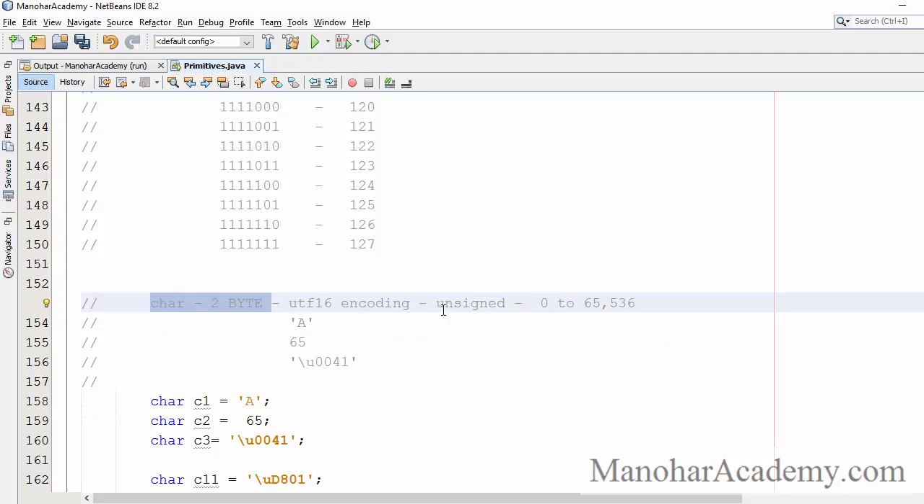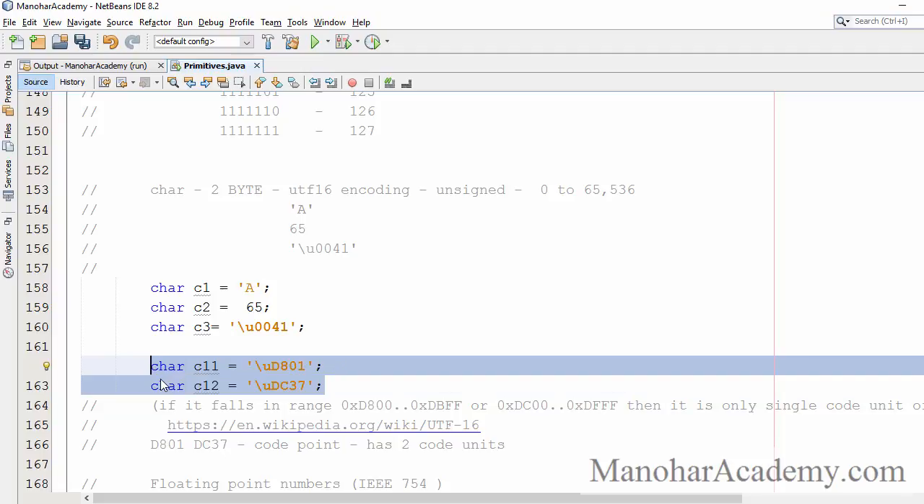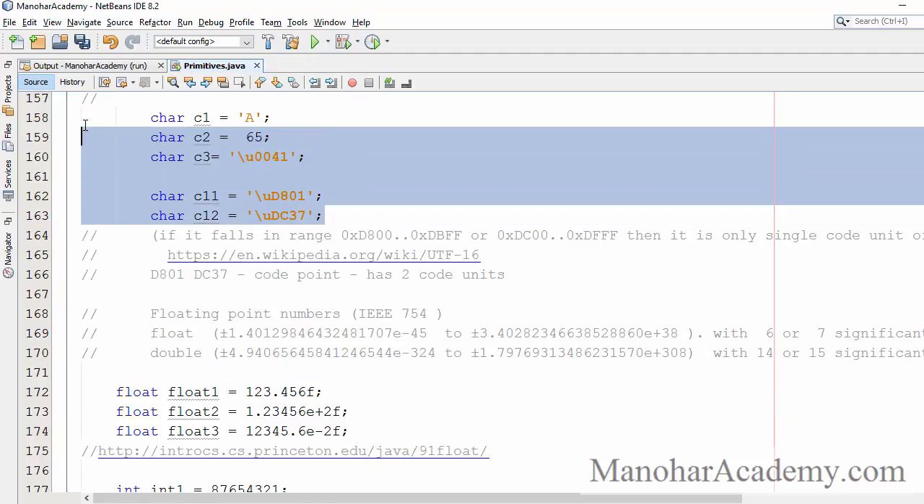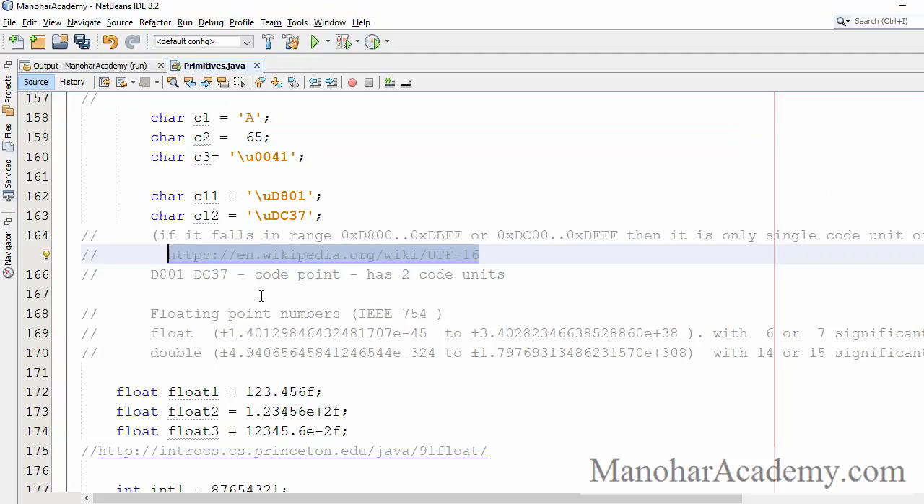We saw 2 bytes and it is an unsigned number, so we can have up to 65k numbers. And with modern languages and their characters, a single char cannot represent all characters. Some characters it can represent, but some characters it cannot represent. To represent those kinds of characters, it needs 2 chars, because those characters have a single code point which has 2 code units. Okay, that is about char. Unless you know what you are dealing with, don't go for char, simply go for strings. We will cover strings later. And go ahead and read this so that you will have more understanding.